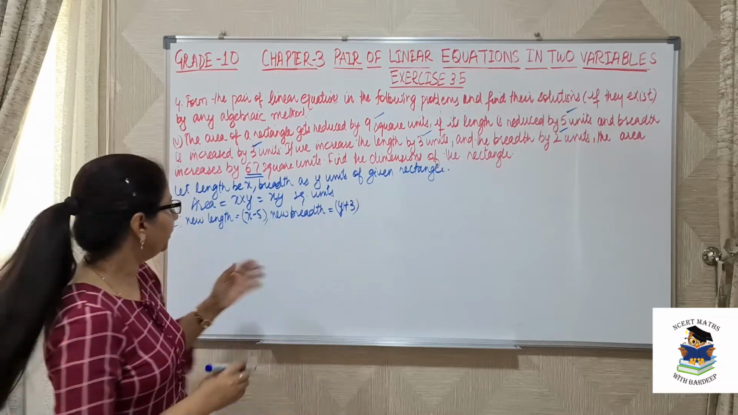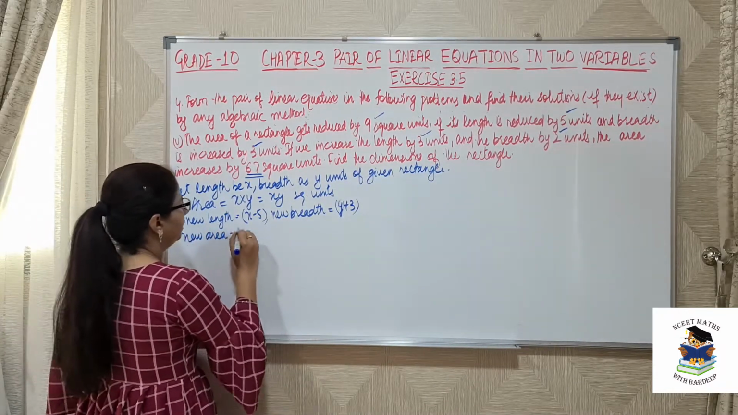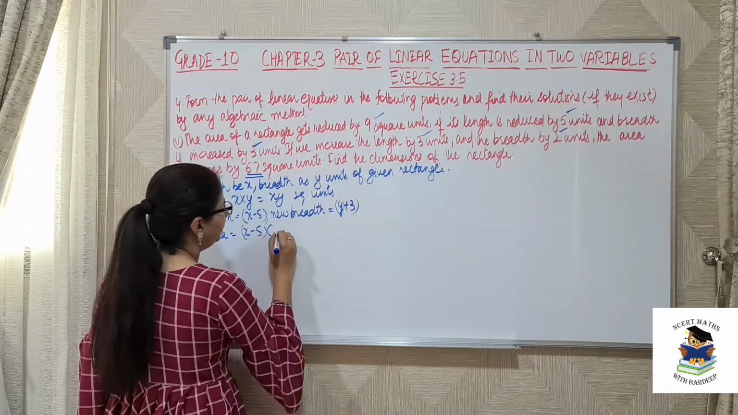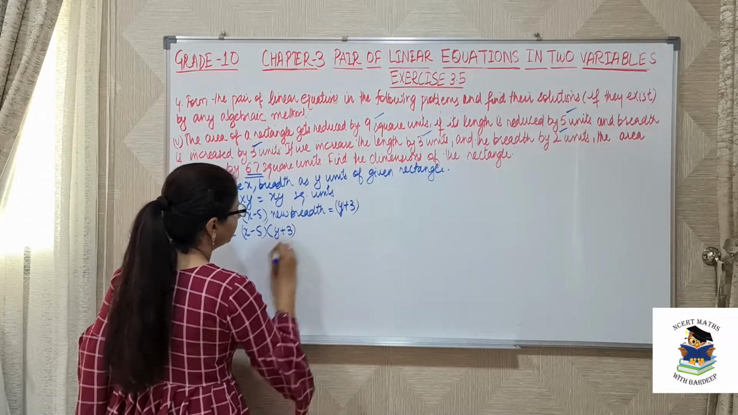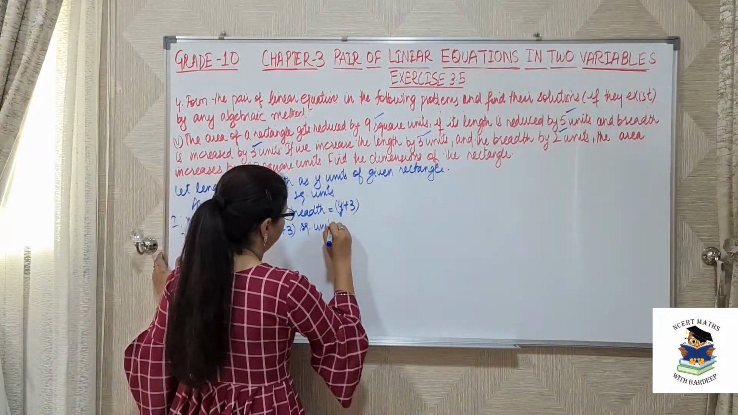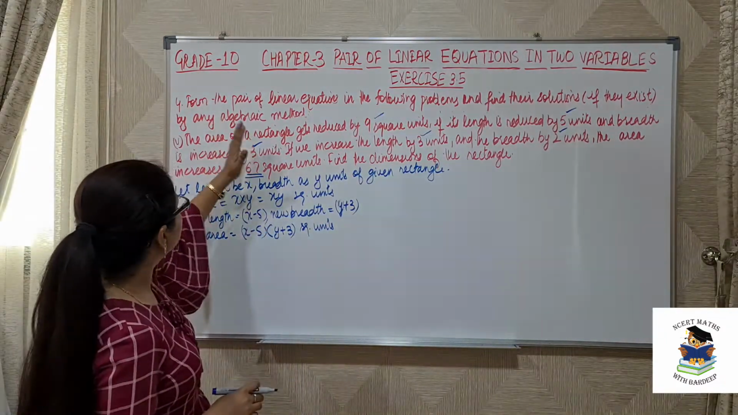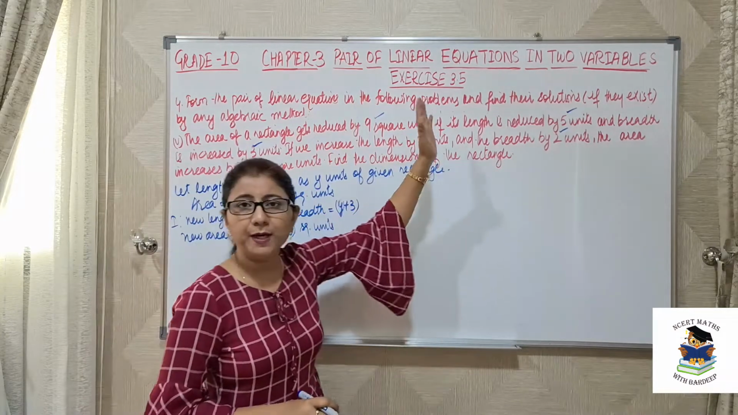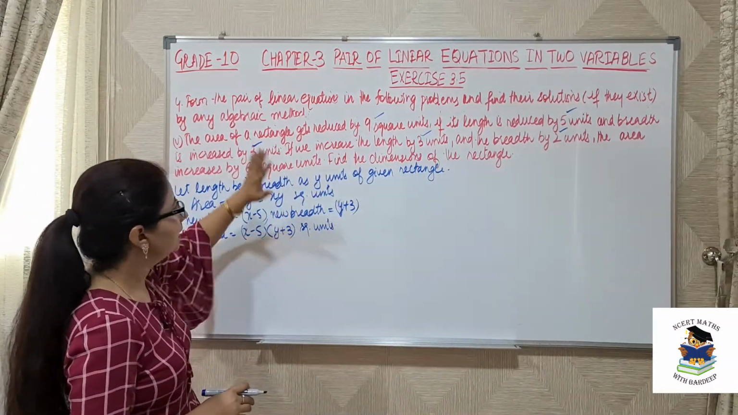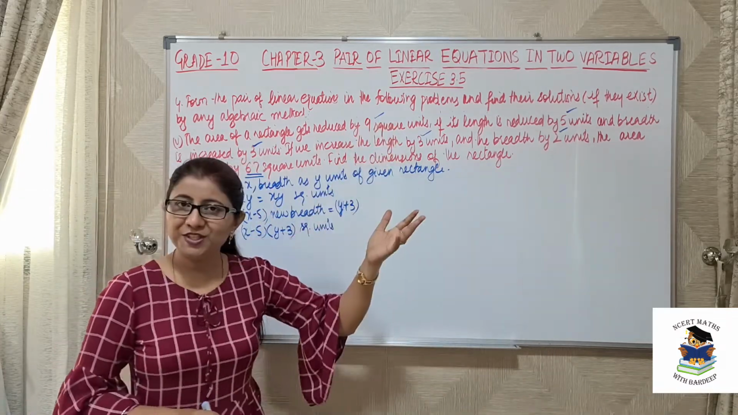So what will be the new area? So new area is length into width, that is x minus 5 into y plus 3 square units. So what is the condition now? That the rectangle's area gets reduced by 9 square units. That means this new area is 9 units lesser than our original area.